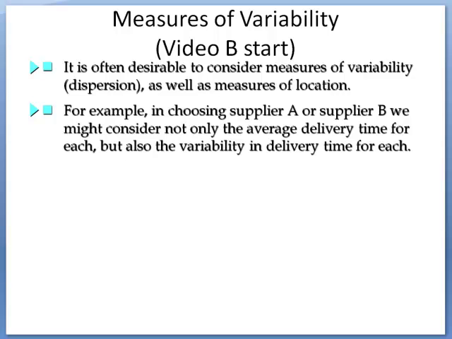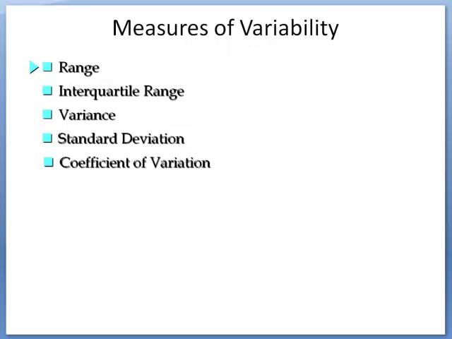Let's now move to measures of variability. It may also be useful to consider not only where the center of the data is, but also how spread out the data are. There are several ways we can measure the variability of the data. There's the range, the interquartile range, and the variance, and its related concept, the standard deviation, and finally the coefficient of variation. In this course, we will be focusing mainly on the concepts of the variance and standard deviation.